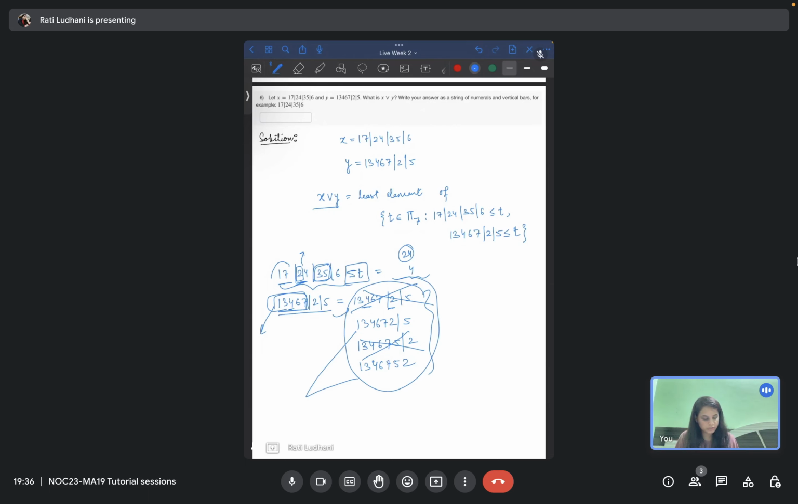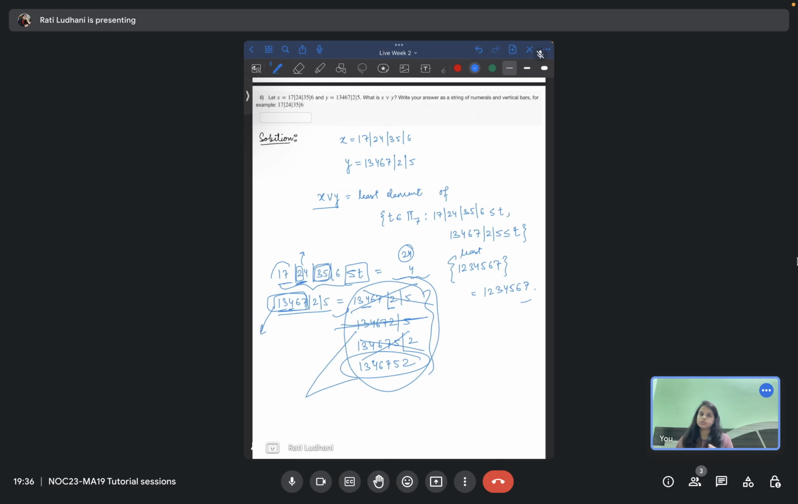So in this scenario, the second one, 1 3 4 6 7 2 bar 5, you cannot have that, right? Because 3 and 5 have to be in the same block. So the only option left is this: 1 2 3 4 5 6 7, all in the same block. So the answer, there is just one element, so the least will be this element only.